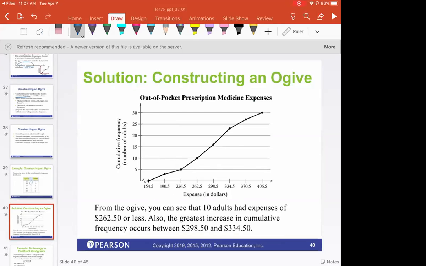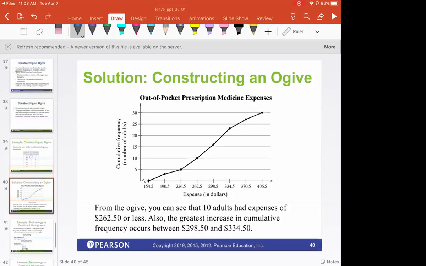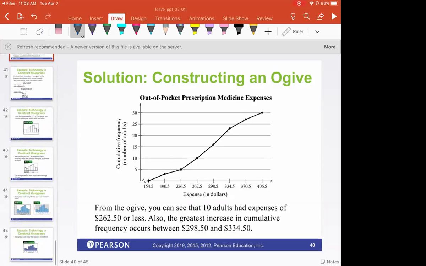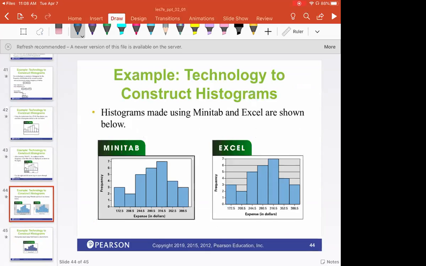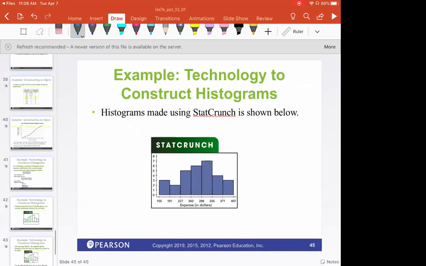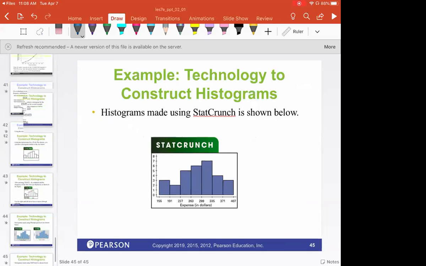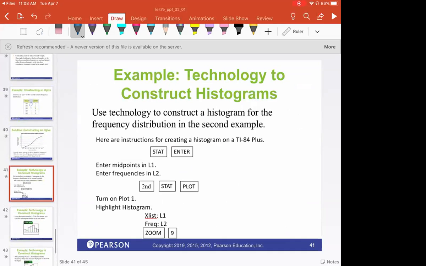And here is our ogive. We're taking our upper class limits, upper class boundary, and we're adding up our cumulative frequencies. We mark them up, and that's an ogive. All right, next is showing you how to do this using a calculator, but it's just not something I emphasize. And we're done. Now, in summary, I'll write this here.